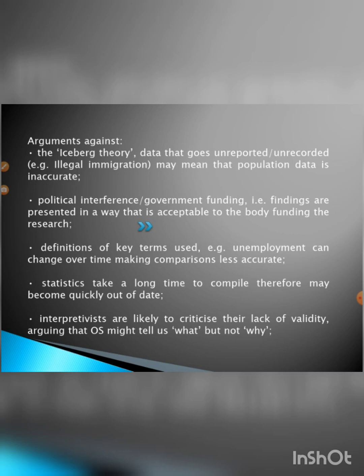Political interference: government findings are presented in a way that is acceptable to the body funding the research. Biasness occurs because usually they are government based. That's why they tend to favor the government more.